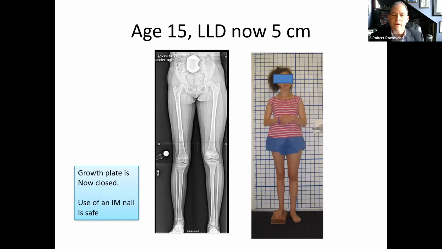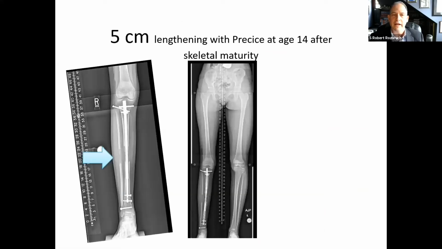And at this point, we determined that it was safe to use an internal lengthening nail in the tibia. And so we did a 5 centimeter lengthening with a Precice nail just at the end of skeletal maturity. You'll notice that her growth plates are closed.